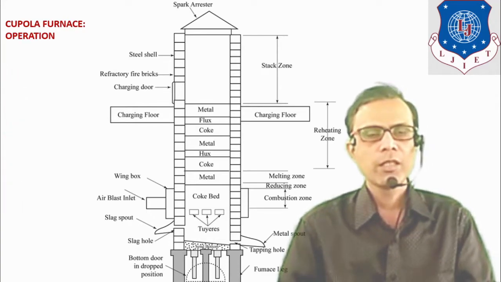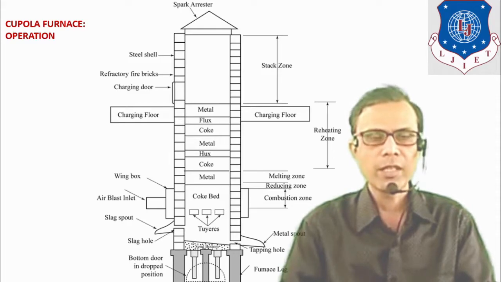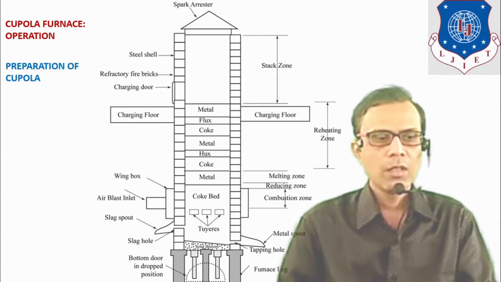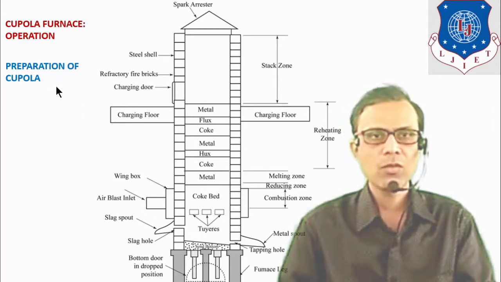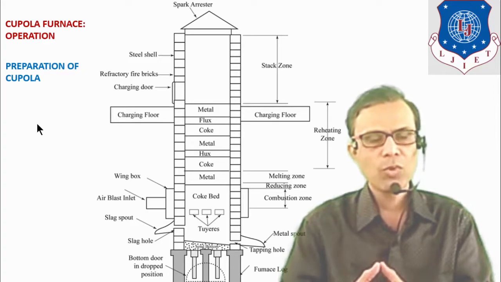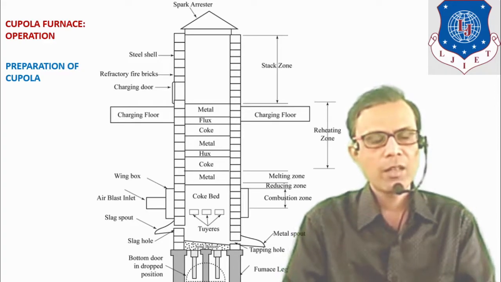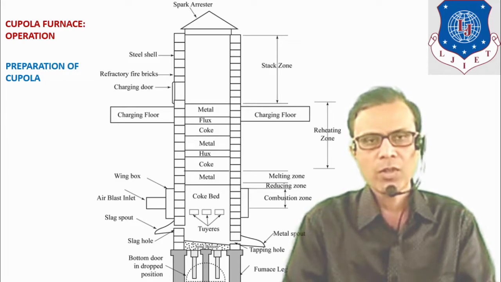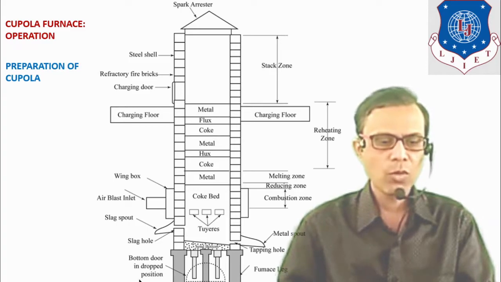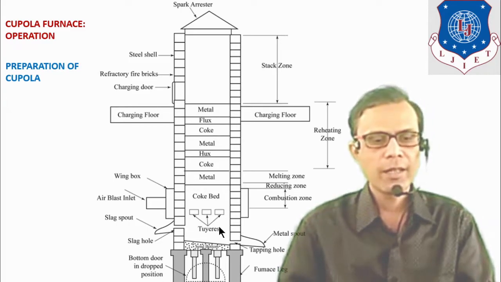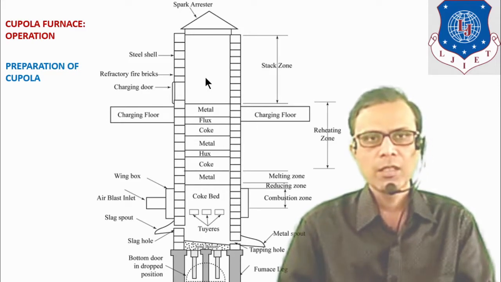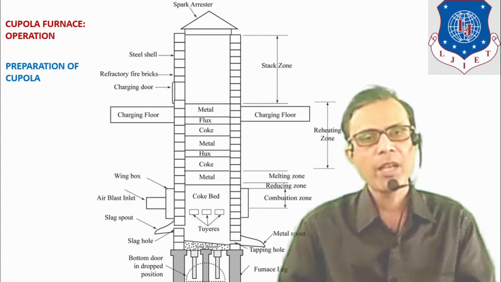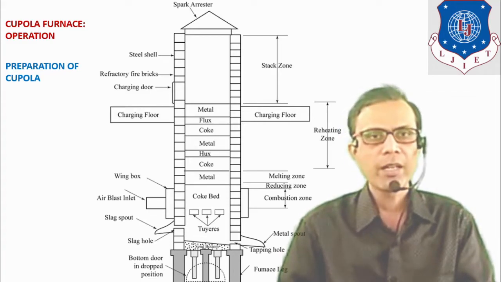Now let's see the operation of the cupola furnace. The first step in operation is preparation of the cupola. When the cupola furnace is used, it may contain some impurities or sediments at the bottom part. So this door is dropped down and cleaning is done inside the furnace. If any fire bricks or refractory lining is damaged, then it may be repaired.